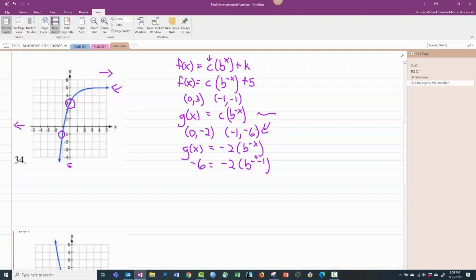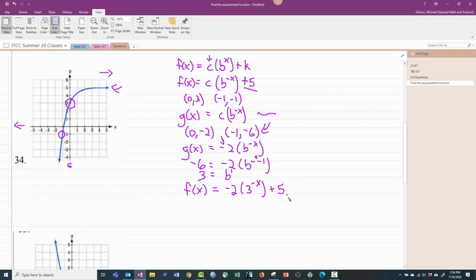All right. Minus 6 divided by minus 2 is 3. And this is b to the 1, which is b. b to the 1 is b. So b is 3. If you notice, this one turns out to be pretty similar to the initial one. We have everything we need now. We have our f of x. We have our c here at minus 2. We know the b is 3. We know it's to the negative x. And we've got the vertical shift up here at plus 5.